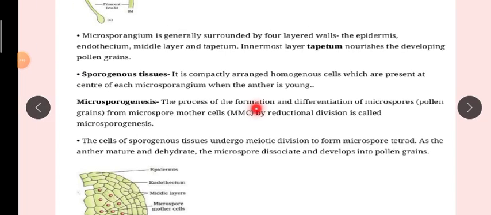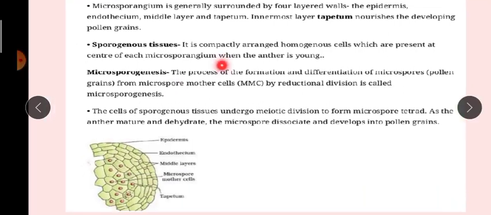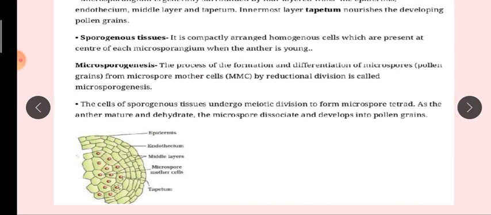This process of formation and differentiation of microspores from microspore mother cell by reductional division is called microsporogenesis. Now what is microsporogenesis? It is the formation and differentiation of microspores, that means the pollen grains, from microspore mother cell. That means MMC. These small cells I showed you. So these are microspore mother cells. When from these microspore mother cells, pollen grains will be formed, the formation and differentiation of pollen grains or microspores from these cells is called microsporogenesis.